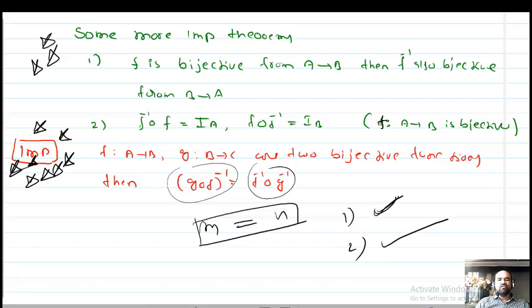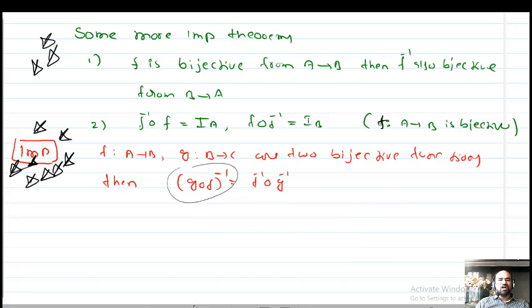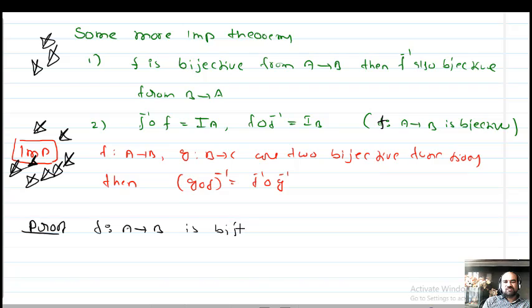So in this way, every time you want to prove two functions are equal, first show that the domains are the same, after that the rules are the same. Then you can say they are equal functions. Listen, all of you. Proof: f mapping A to B is a bijection. Then f inverse from B to A is also a bijection.